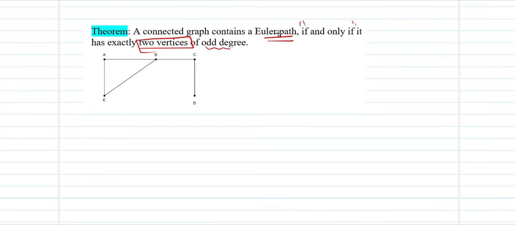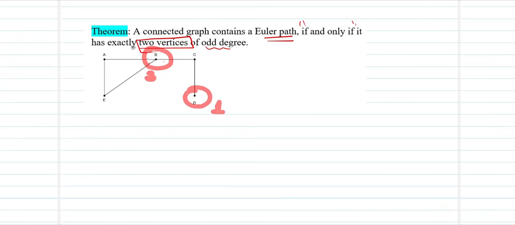So, if it is an Eulerian path, it has exactly two vertices of odd degree, and if the graph has exactly two vertices of odd degree, then it will be an Eulerian path. Now, we see that 1, 2, 3. The degree of my vertex B is going to be 3, and one more vertex of odd degree is going to be D. Over here the degree is 1.